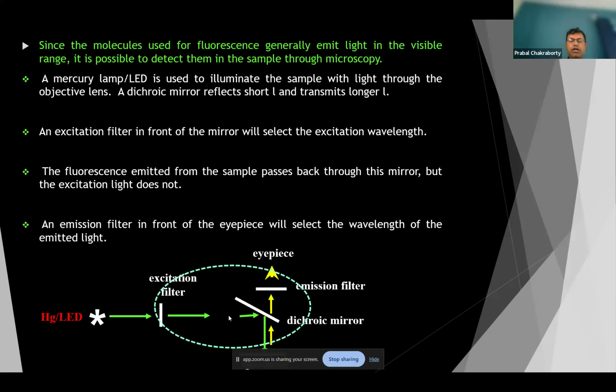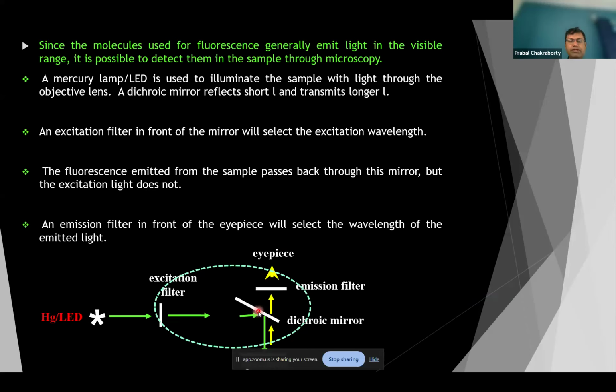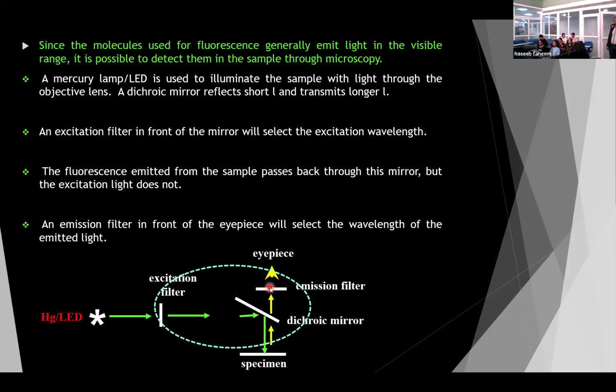From the dichroic mirror, this excitation light is reflected to your sample, and then whatever emission is coming from the specimen finally goes to your eyepiece. Before that, we have an emission filter through which we can determine the bandwidth which we want to see through the eye or image with the camera. So this is the filter block with which we can determine the excitation wavelength range and the emission collection range.